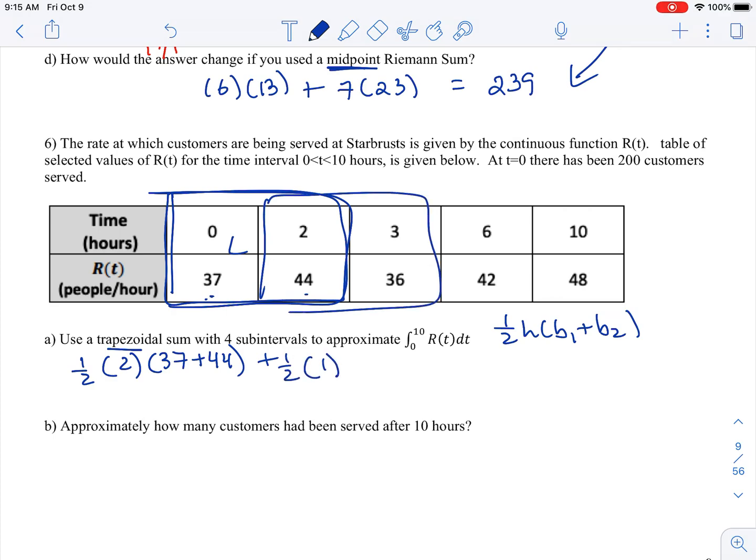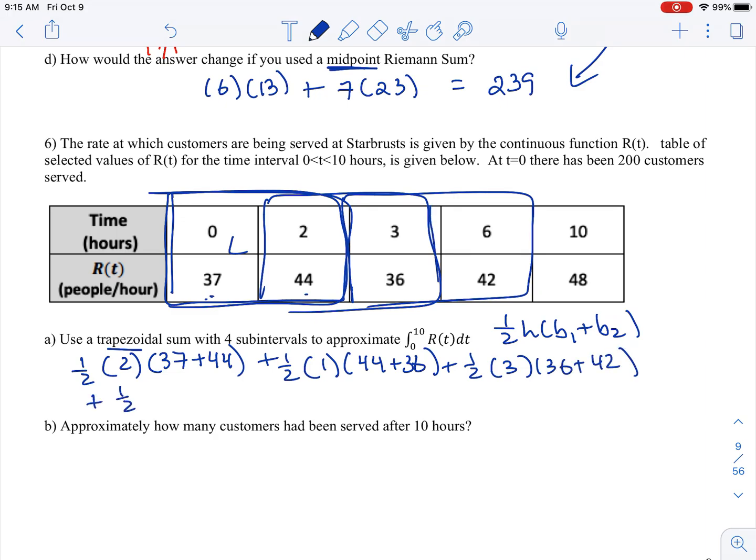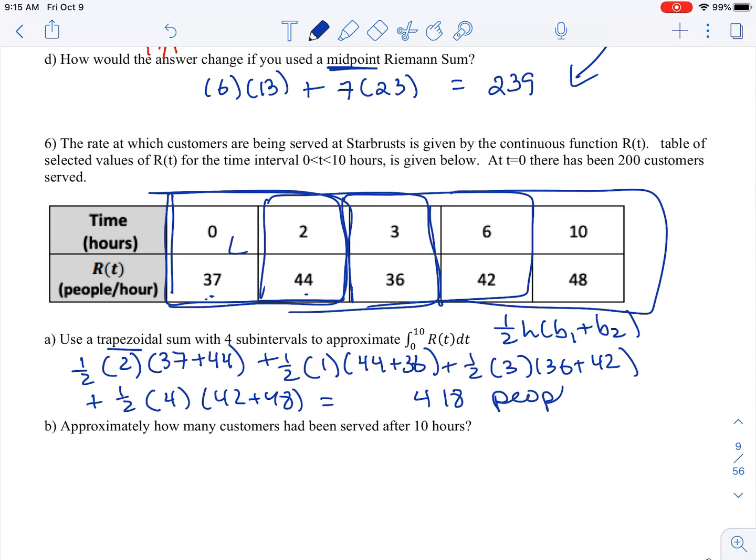Go to your next trapezoid. 1/2, height is 1, and then 44 plus 36. Go to your next one. 1/2, 3, 36 plus 42. And the last trapezoid is 4, 42 plus 48. And if you do all the arithmetic here, you will get 418. And the units on this should be 418 people, right? Because this is hours, people per hour, and the hours will drop out.